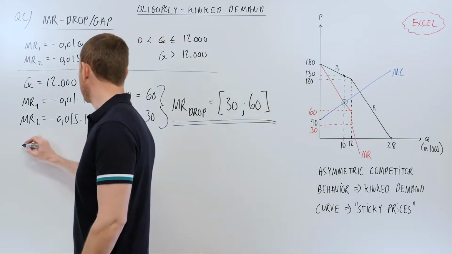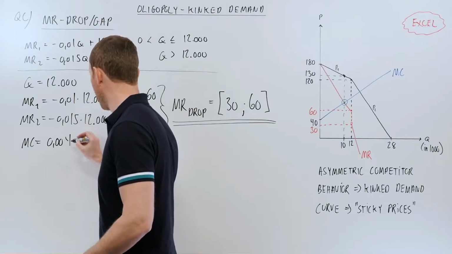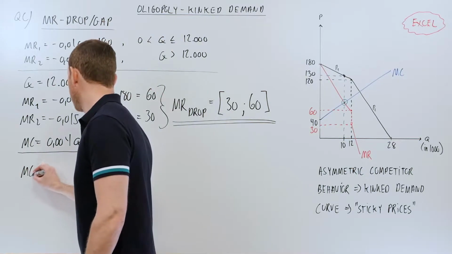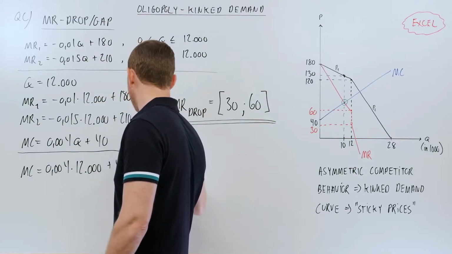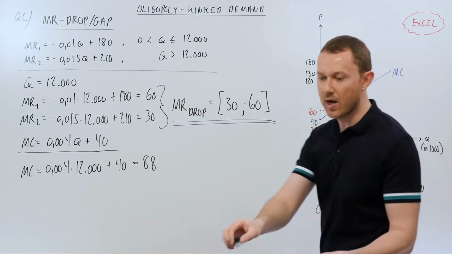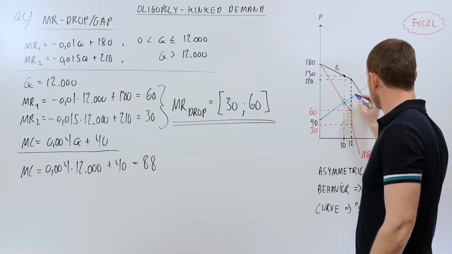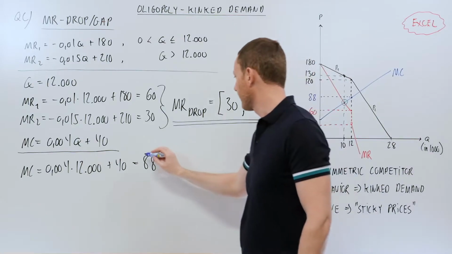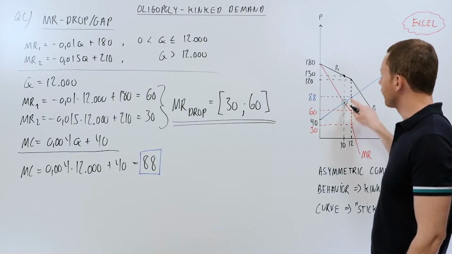So we have an MC function, which we calculated earlier, 0.004 Q plus 40. Thus, MC is 0.004 times 12,000 plus 40, and that is 88. So that is all the way out here, up there. So this is 88. So from there, we now know that the intersection must be at the top one.